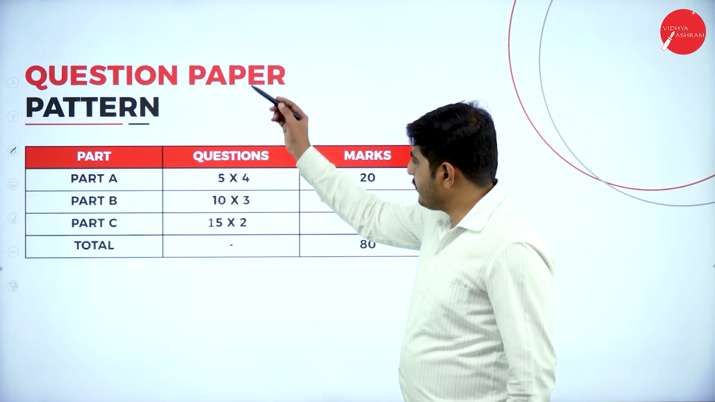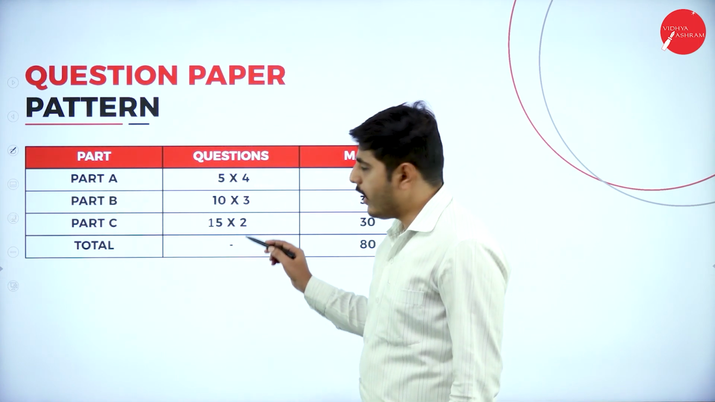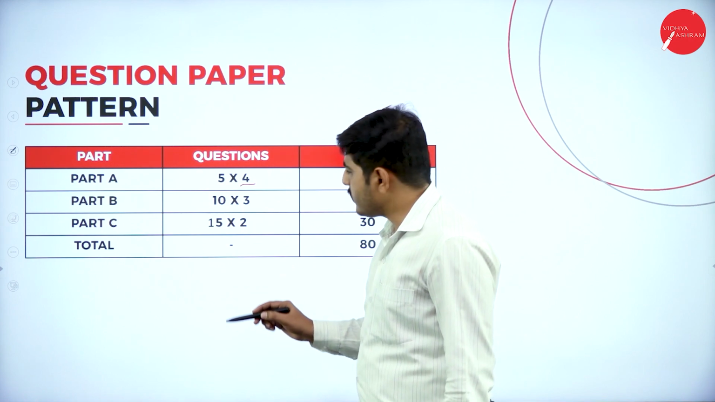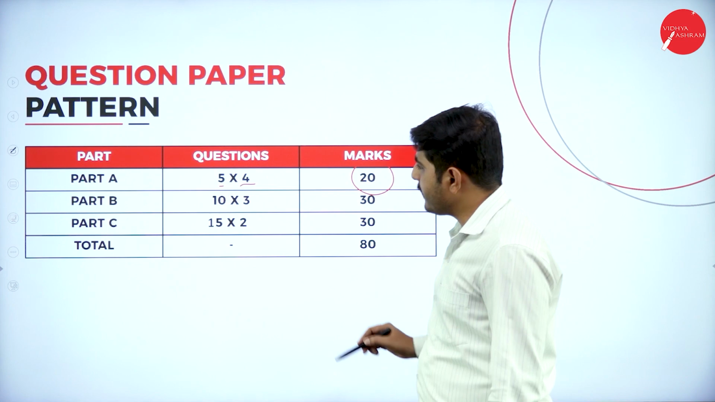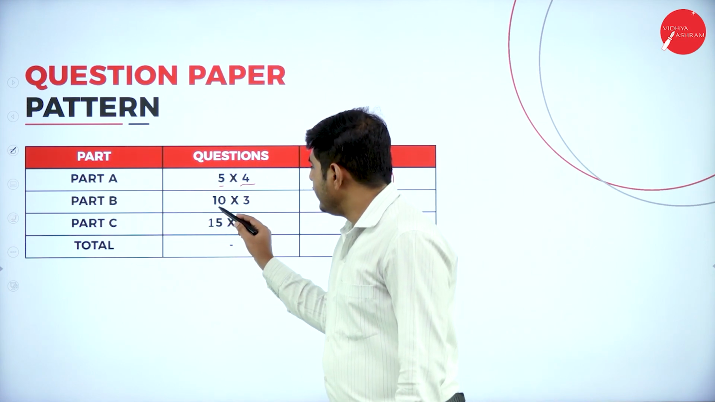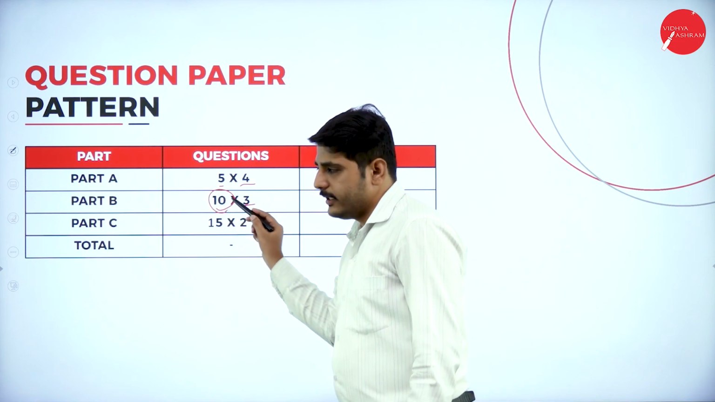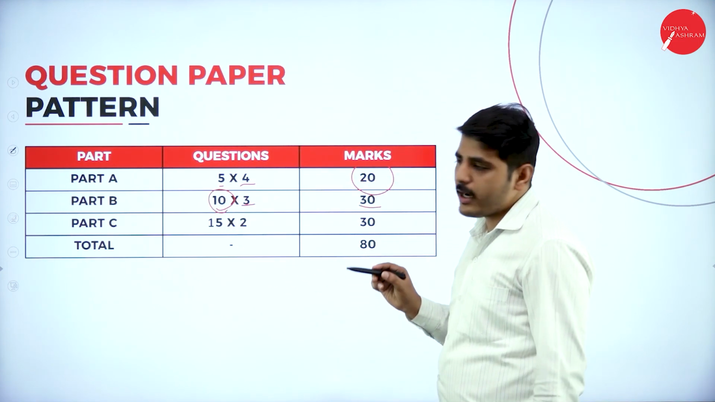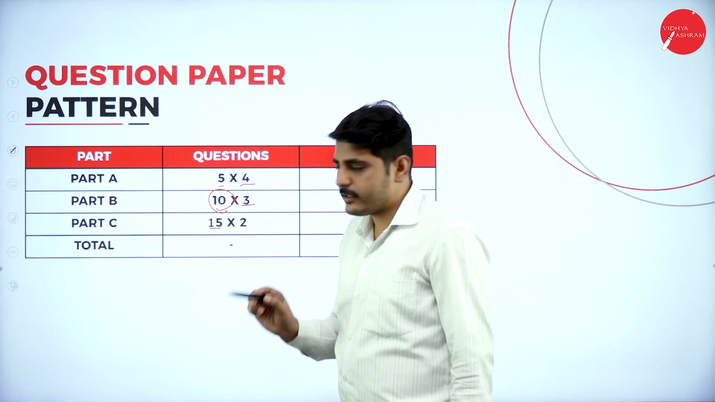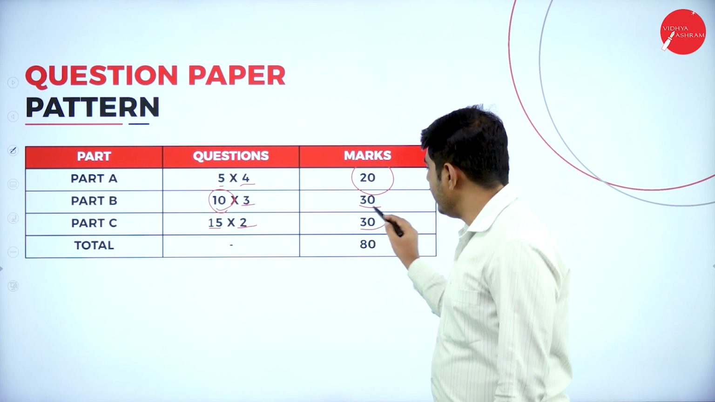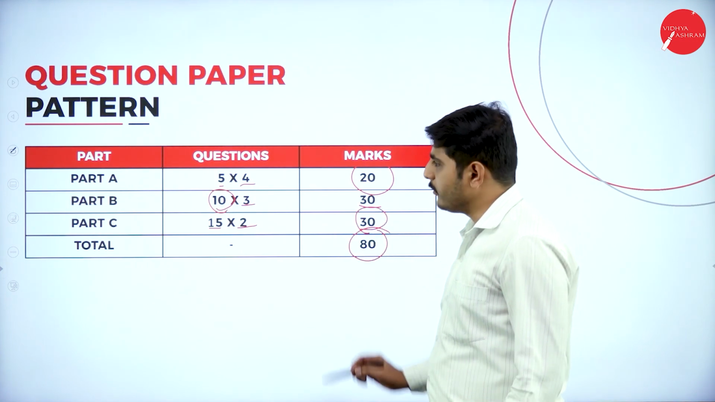Next one, your question paper pattern. See, in part A, you have to answer any 4 questions. Each question carries 5 marks. Total, you will get 20 marks. Next one, in part B, there will be 3 questions. You have to answer any 3 questions. Each question carries 10 marks. Total, you will get 30 marks. In part C, each question carries 15 marks. You have to answer any 2 questions. Total, you will get 30 marks. Total paper contains 80 marks.